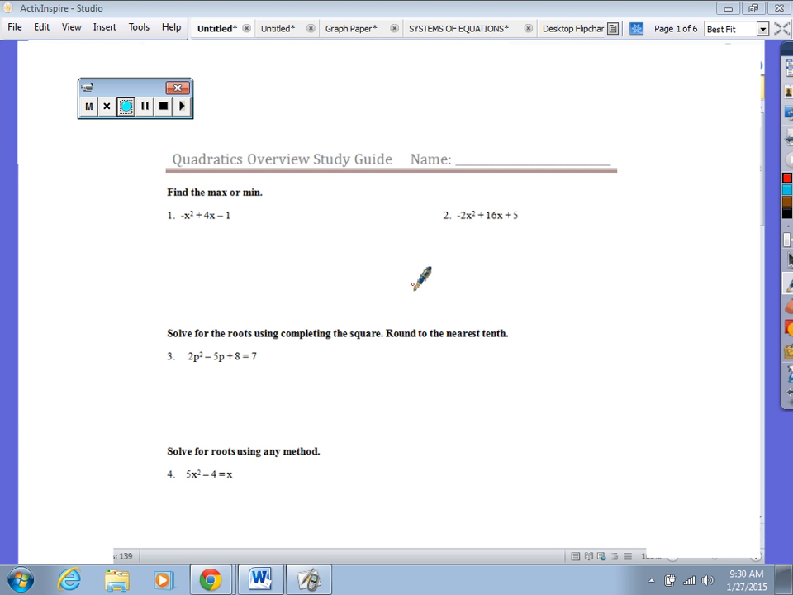Negative b over 2a is the what coordinate? How do we find the y coordinate? Guess what? We're going to do that for number 1. So for my x coordinate, I have to find negative b over 2a. So, negative 4 over 2 times what? What is a? Negative 1.